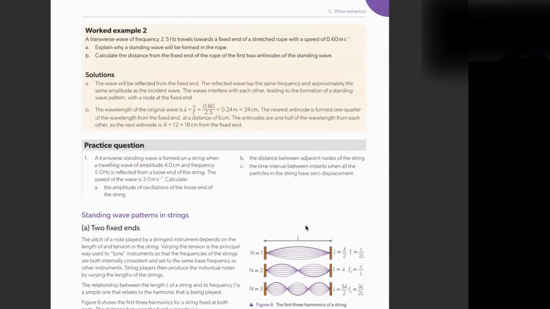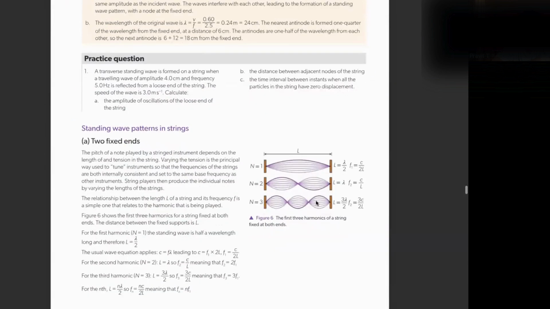Now let's go to the mathematics part. What you are seeing is a string with two fixed ends. Can you see? Both the ends are fixed. When both the ends are fixed, the only possible way to move the string is like a guitar. A guitar is an example of a string with both the ends fixed.